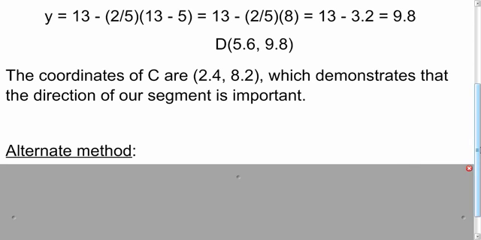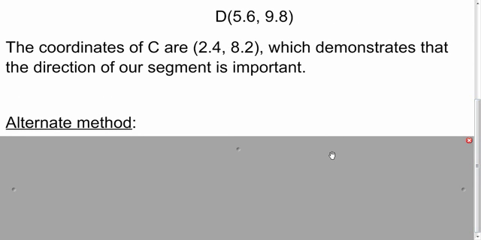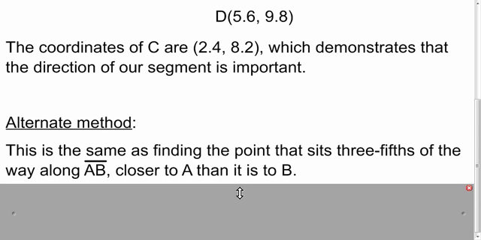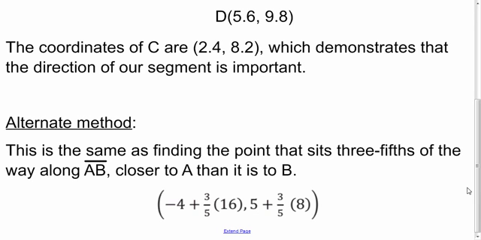Now, another way you could have solved this is if you wanted to instead look at starting at point A again. But if we're starting at point A, it's not going to be 2/5 of the way away from A. It's going to be 3/5 of the distance away from A. So we could use the other formula, but instead of 2/5, we'd have 3/5, right? 1 minus 2/5 is 3/5.